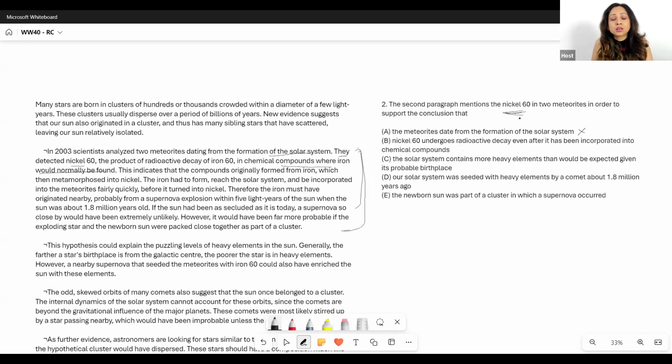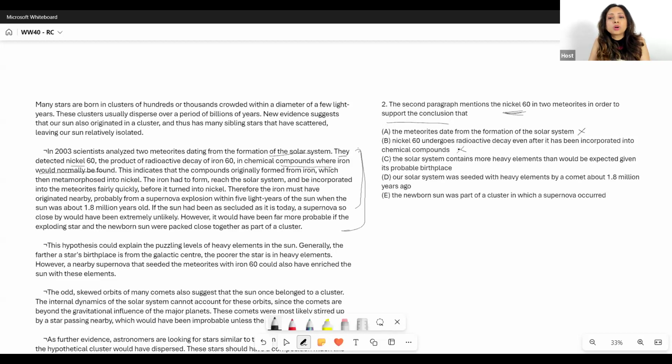No, that is not the point. The intent of the author is to give support. What is he trying to support in order to support the conclusion? The author is trying to support that the sun was born in a cluster, right? So of course, this is incorrect. Even if this were iron 60, it would be true, but it would not be the correct answer. I hope you understand the distinction between them.